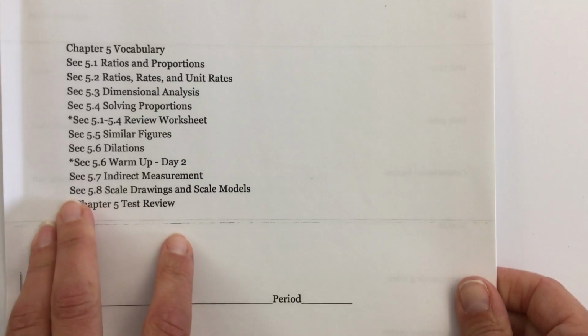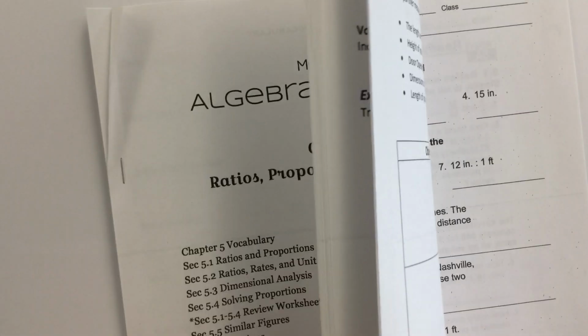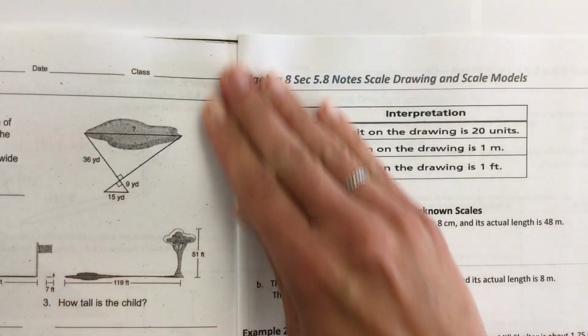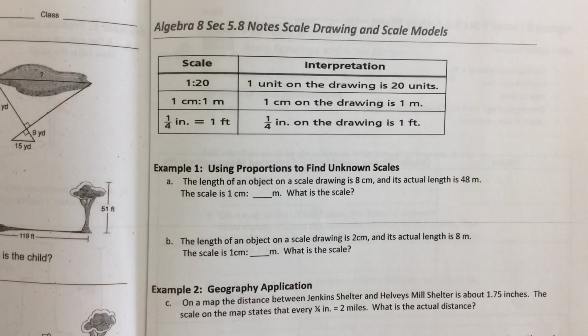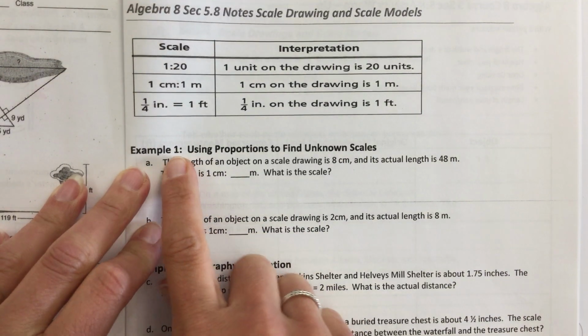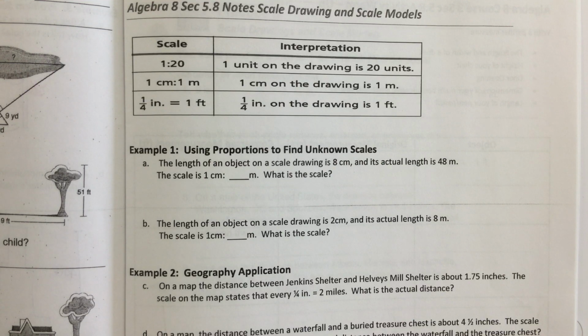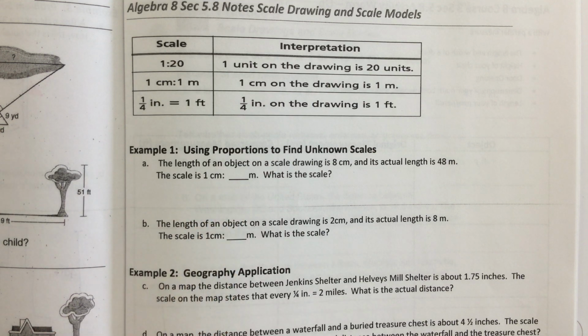Okay, 8th graders, we are doing our last section, which is the 5.8 scale drawings and scale models. So when we work with scale drawings and scale models, we actually get to use many of the same skills that we've been working with in indirect measurement and proportions. In fact, we are going to use proportions to find these unknown scales or the unknown distances. So it says use proportion to find an unknown scale.